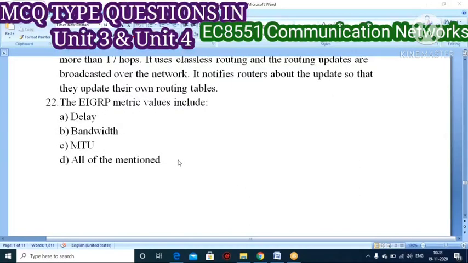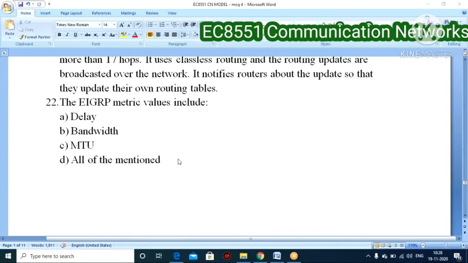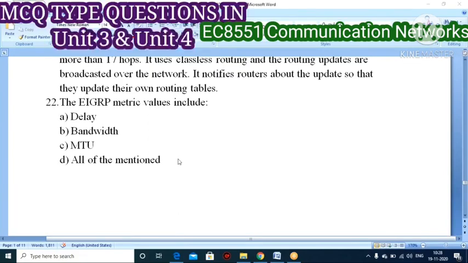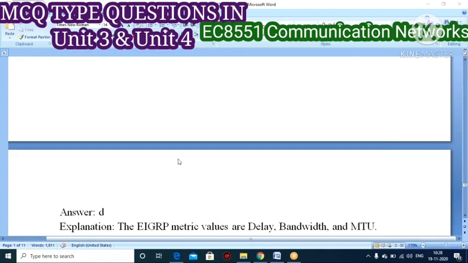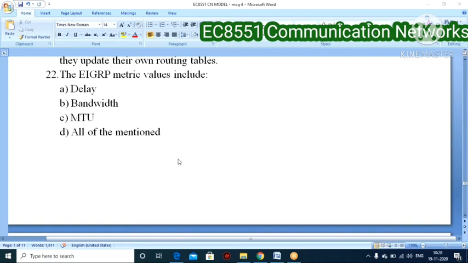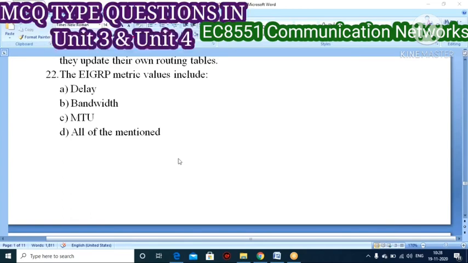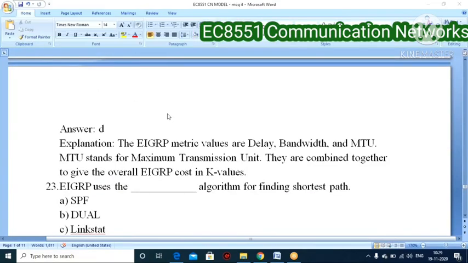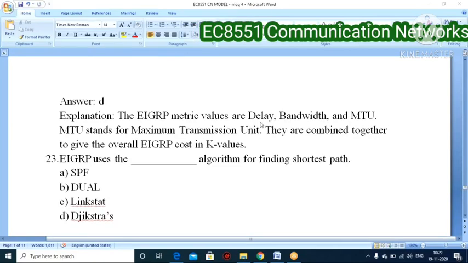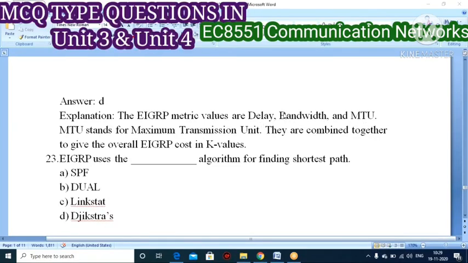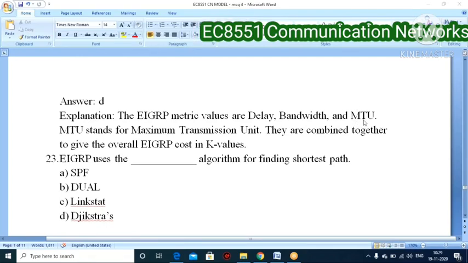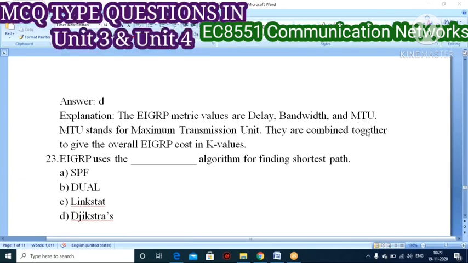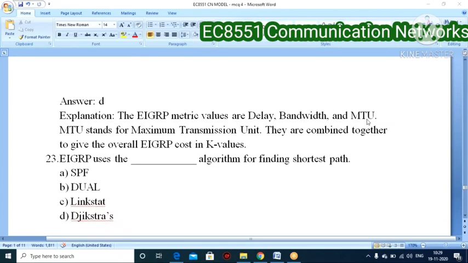Okay. So next question, the EIGRP metric value includes option A delay, bandwidth, MTU, or all of the mentioned. EIGRP metric value includes delay, bandwidth, and MTU. So all the above are correct. D is the correct one. Delay, you know that, bandwidth, you know that, MTU is the newest one. MTU is nothing but maximum transmission unit. They are combined together to give the overall EIGRP cost in K value.